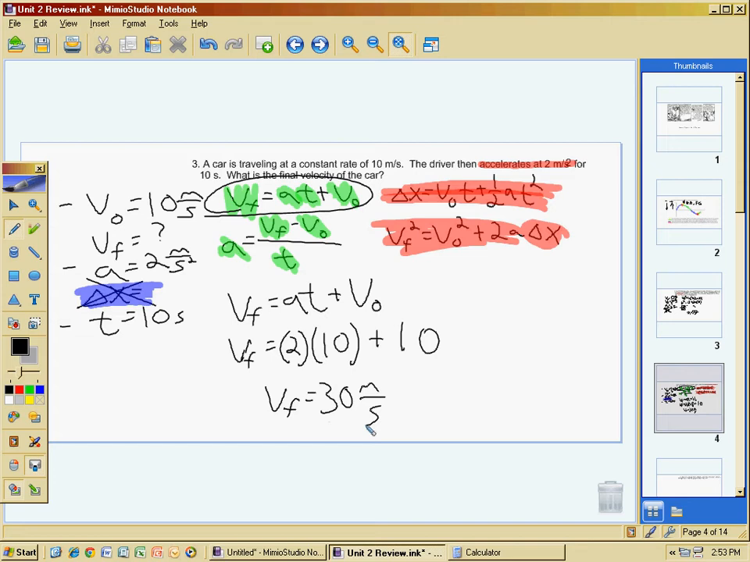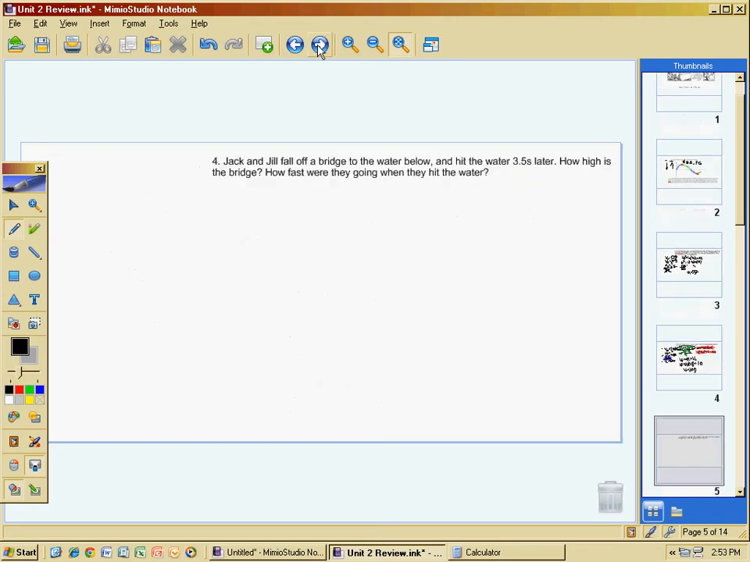Okay? Moving on to number 4. Jack and Jill fall off a bridge to the water below, and they hit the water 3.5 seconds later. How high is the bridge? How fast were they going when they hit the water?